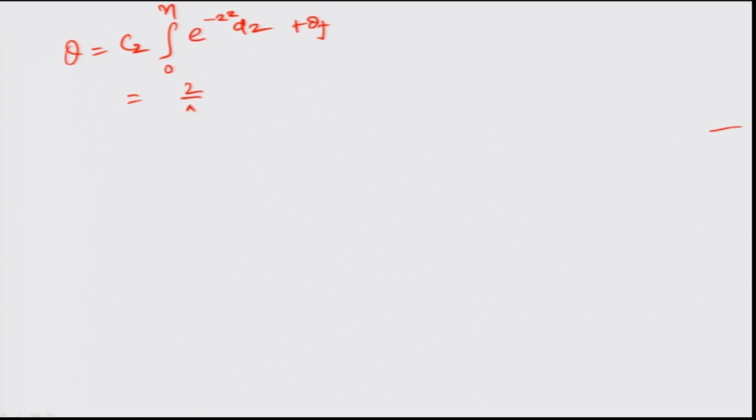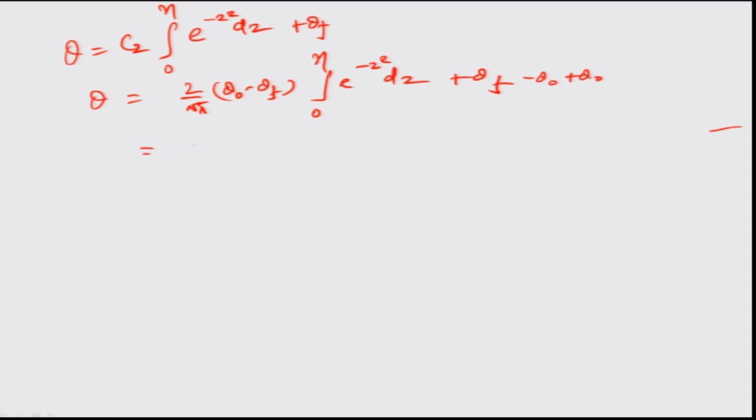So, twice by root pi times (theta 0 minus theta f) times the integral from 0 to eta of e to the power of minus zeta square d zeta, plus theta f. So, that is how theta is represented. Or in other words, if I just were to add and delete theta 0 here.